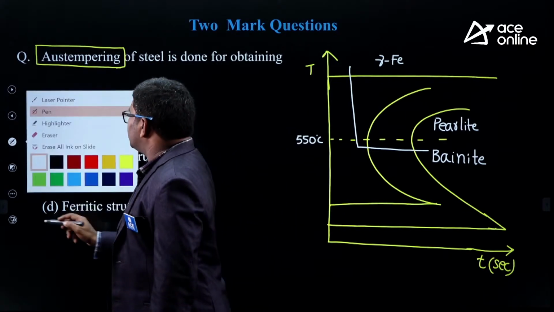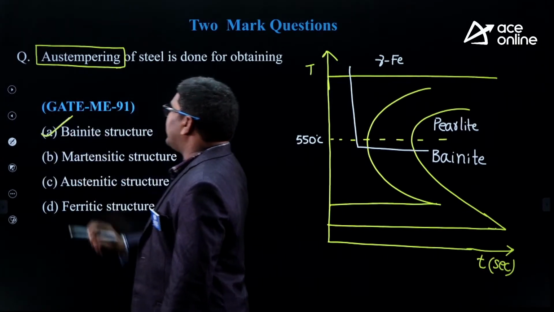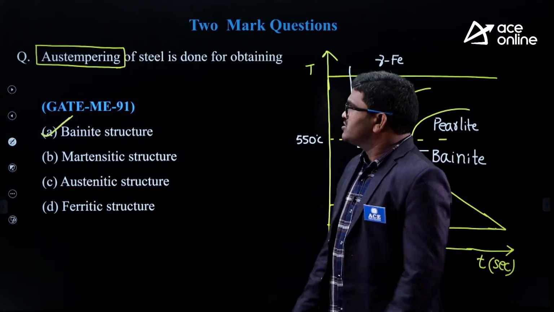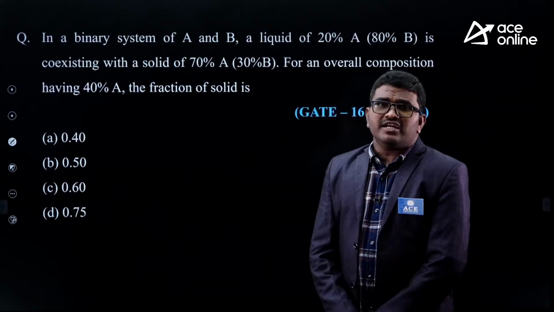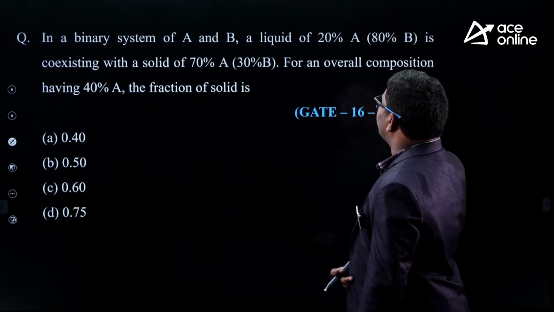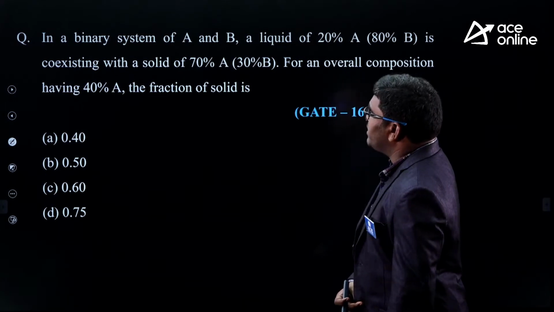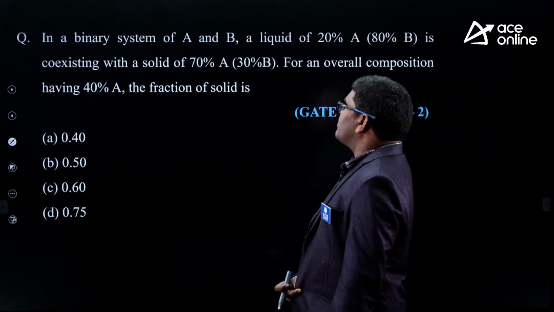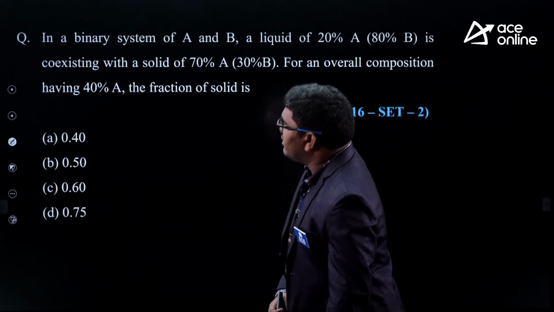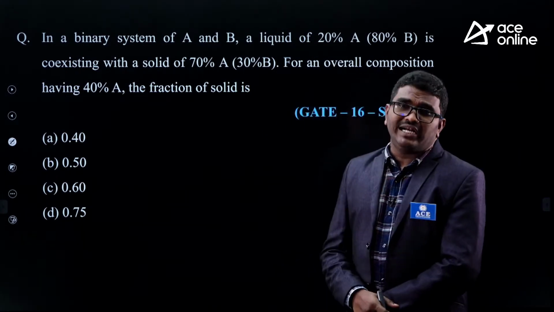Very simple question. This process is applied to get a bainite structure, right? Let us take another question. In a binary system of A and B, a liquid of 20% A, 80% B, coexisting with a solid of 70% A, 30% B, for an overall composition having 40% A, the fraction of solid is.